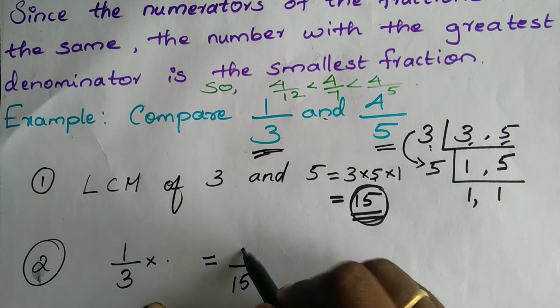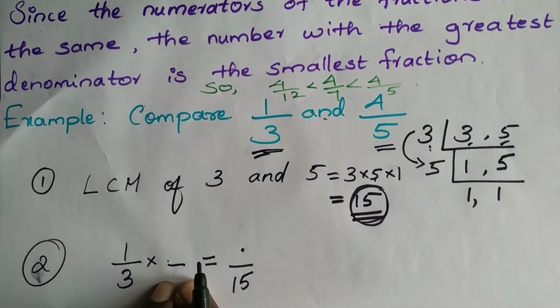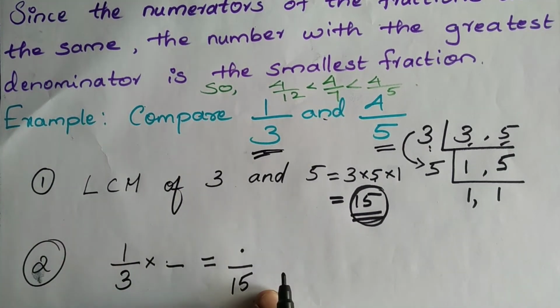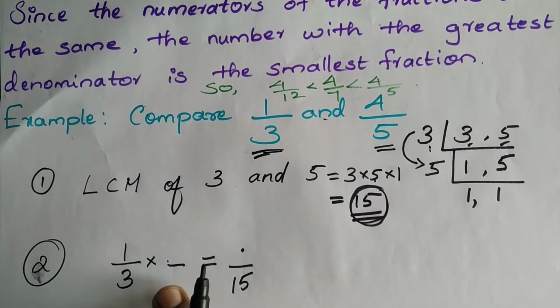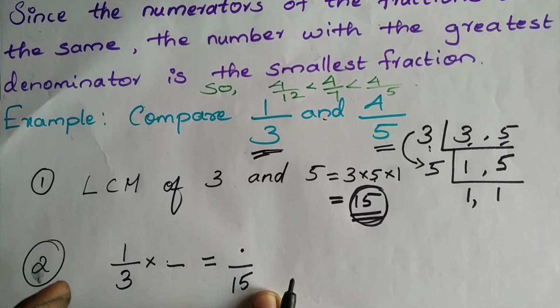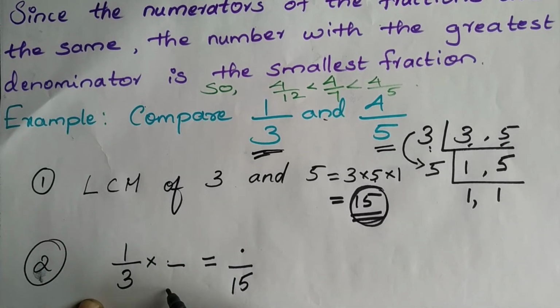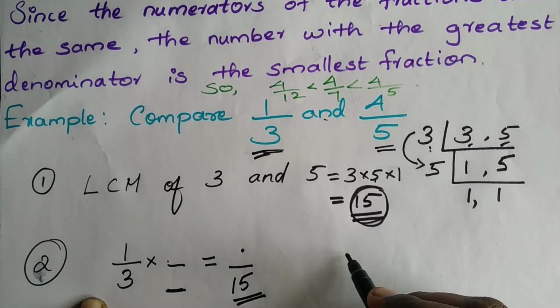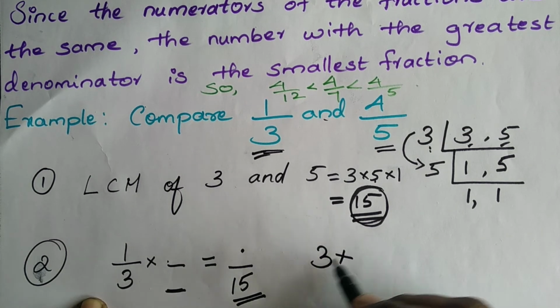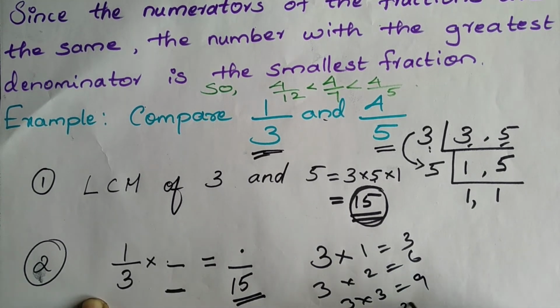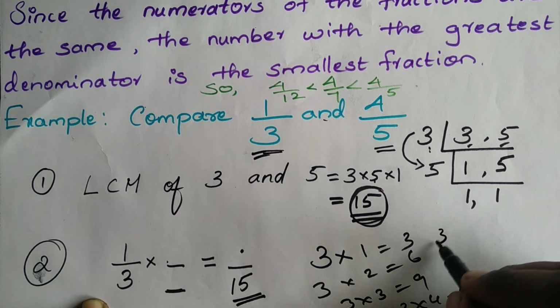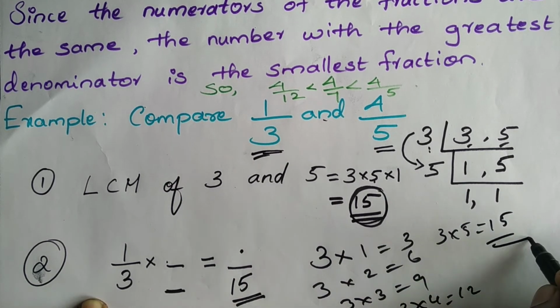Here also one fraction will come. If you multiply this, we will get 15. So what is the possibility? Which number we want to use here to get 15? 3 into which number gives 15? What are the possibilities? 3 table. 3 into 1, 3. 3 into 2, 6. 3 into 3, 9. 3 into 4, 12. 3 into 5, 15. I'm right?